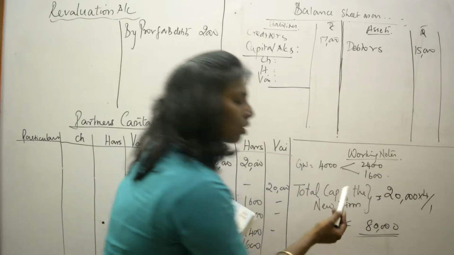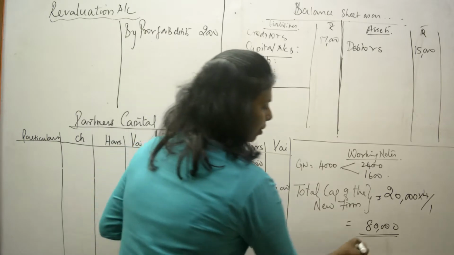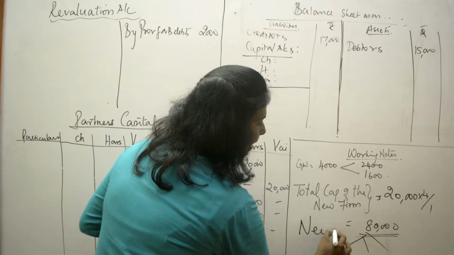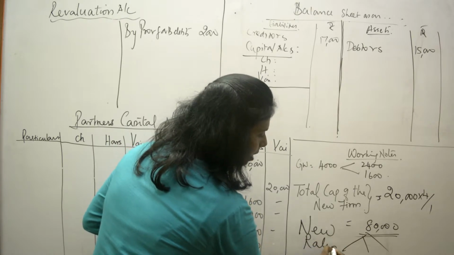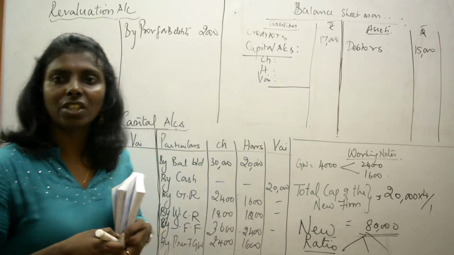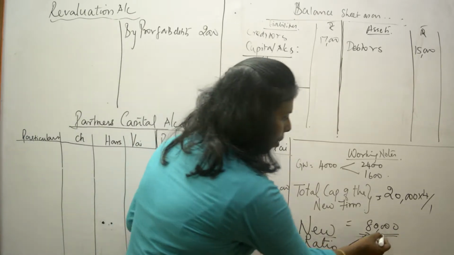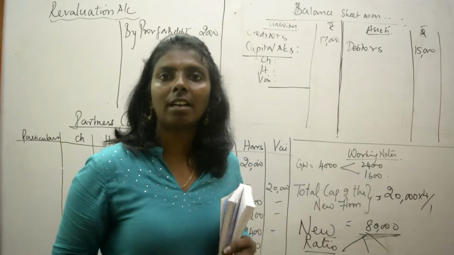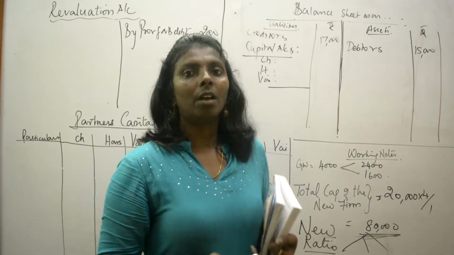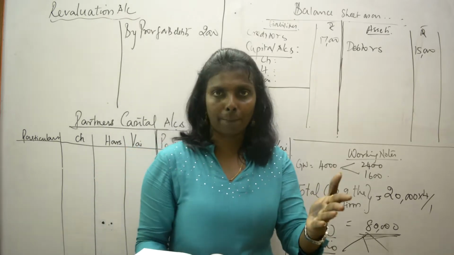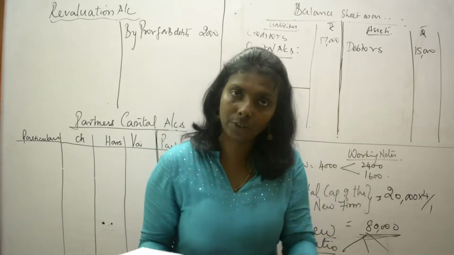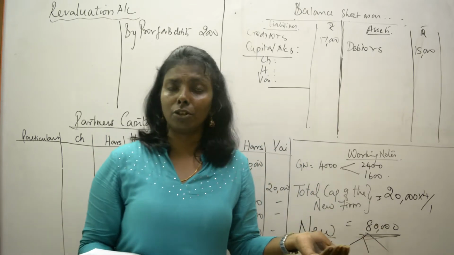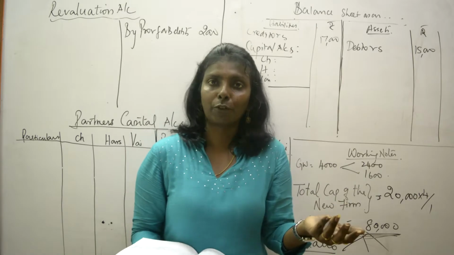So 80,000 is the total capital of the new firm, and I'll have to divide this among all the 3, or all the 2, in the new ratio. Please keep in mind, so far we have not used the new ratio, but when it comes to the adjusted capital method, the new ratio has to be used. Always the new capital should be divided among the partners in the new ratio. Check any adjusted problem you come across to see if the new ratio is given. If it's not given, you need to calculate the new ratio, which is dealt with separately in a different video.